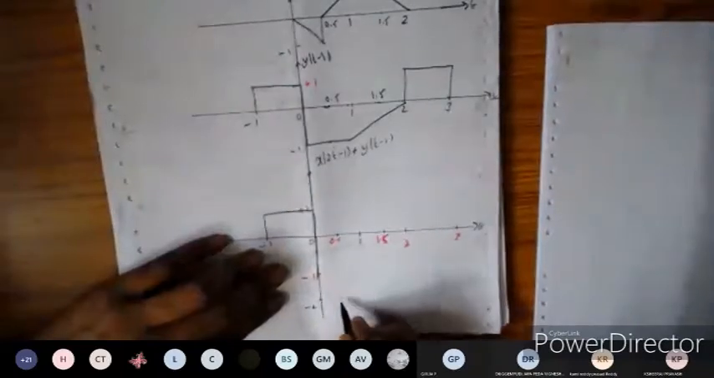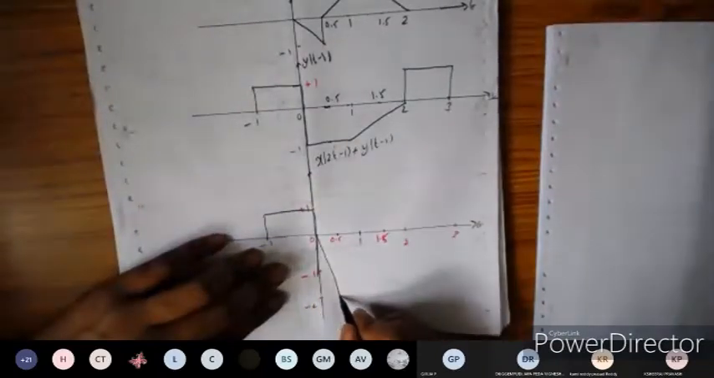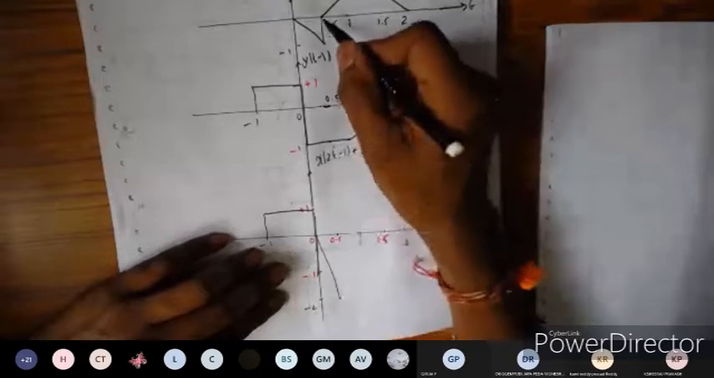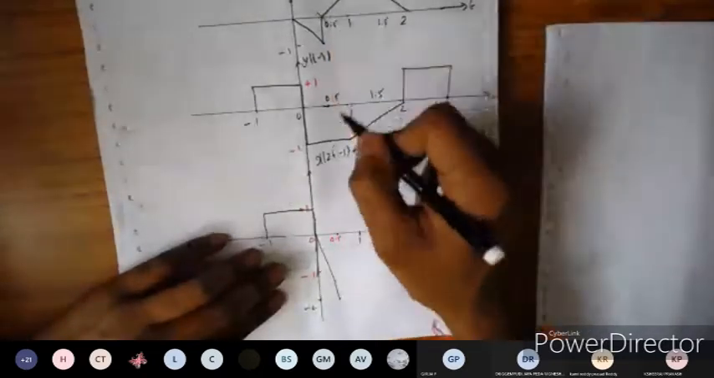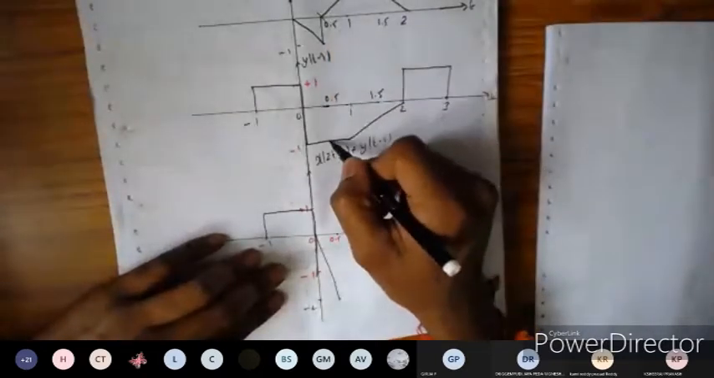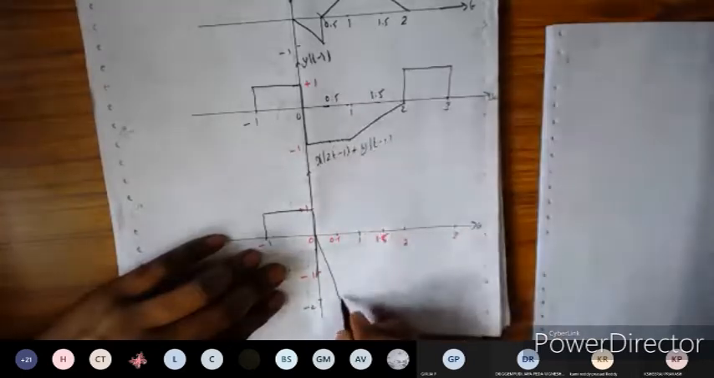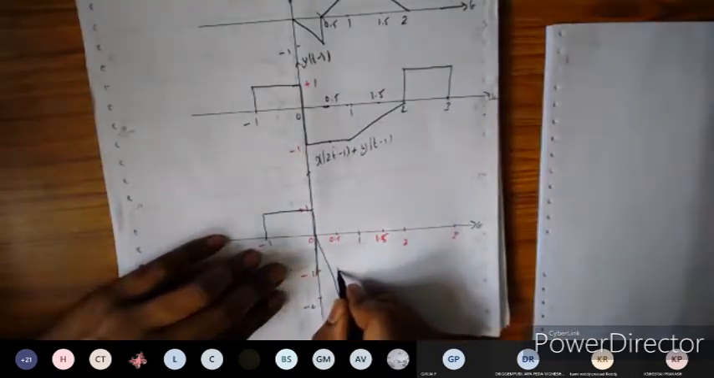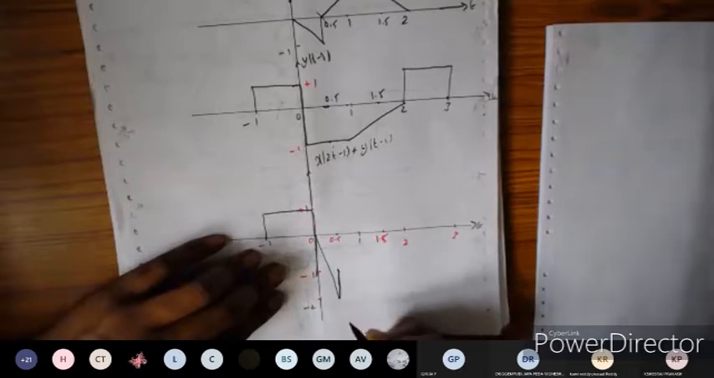So this will become -2. So the pulse will go like this. Okay. Next, at t exactly equal to 0.5, it is 0, and at t exactly equal to 0.5, it is -1. So 0 minus 0.5 is nothing but it will come to -1, and the waveform will come like this here.